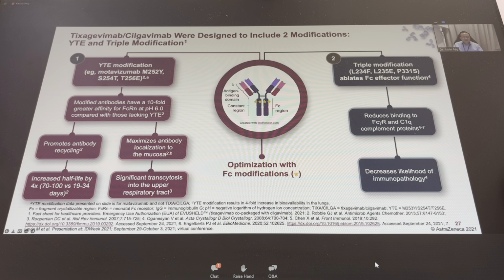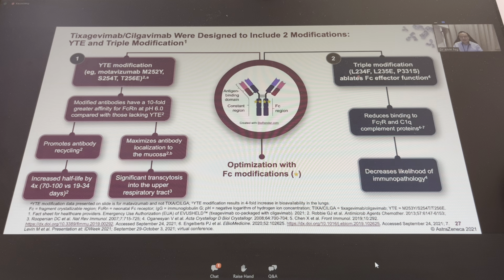So to briefly explain the two modifications, which are the YTE and the triple modification. The YTE modification modifies the antibody to have a 10-fold greater affinity for the Fc receptor at pH 6 compared with those lacking YTE. So it promotes antibody recycling, and increases the half-life from 19 to 34 days to 70 to 100 days, which is 4 times above the average. And it also maximizes the antibody localization to the mucosa, where the antibodies will be transcytosed into the upper respiratory tract, which is the point of entry for the SARS-CoV-2 virus.